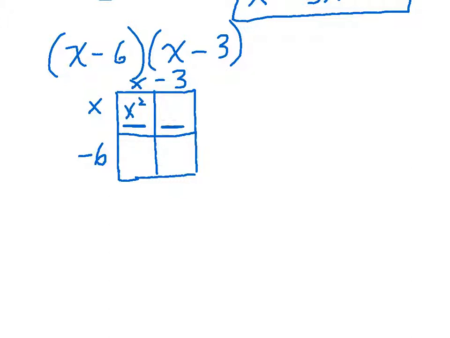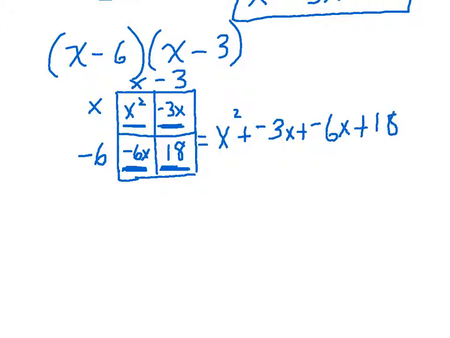This box, negative 3 times x. Well, that's negative 3x. This box, negative 6 times x, negative 6x. And our last box, negative 6 times negative 3 gives us positive 18. What do we do? Take them all out, put plus signs between them. Make sure you can see your negative sign.